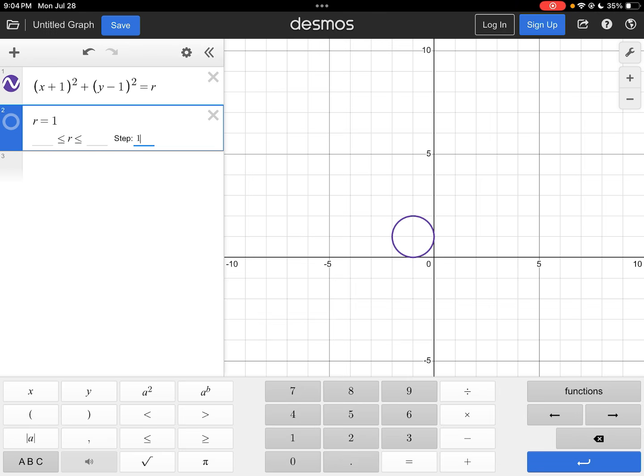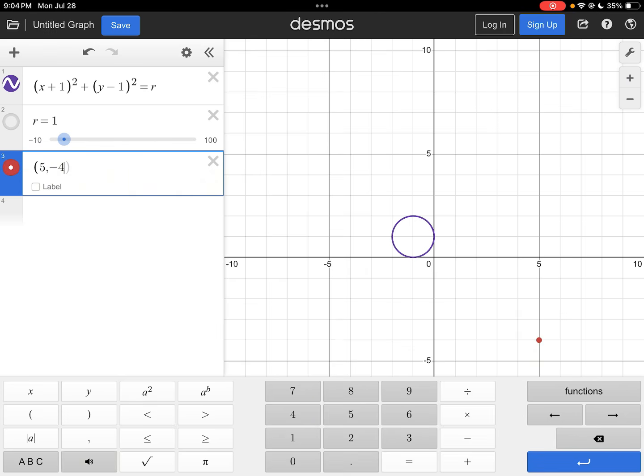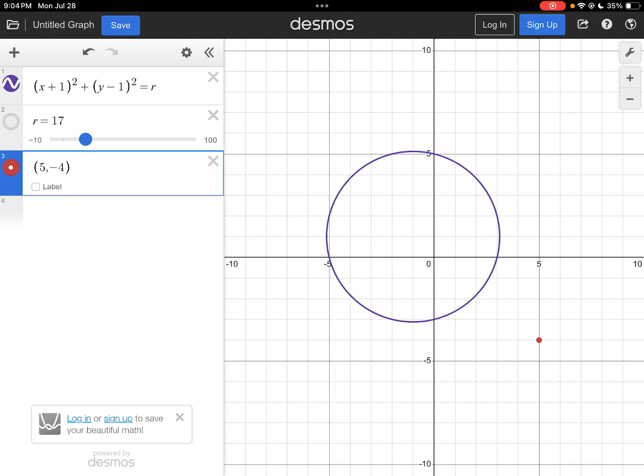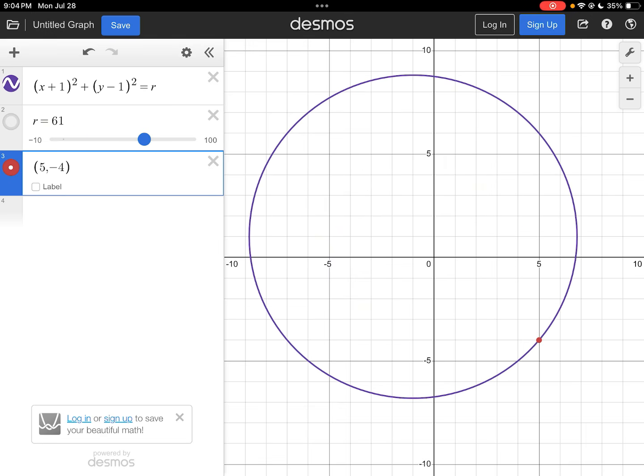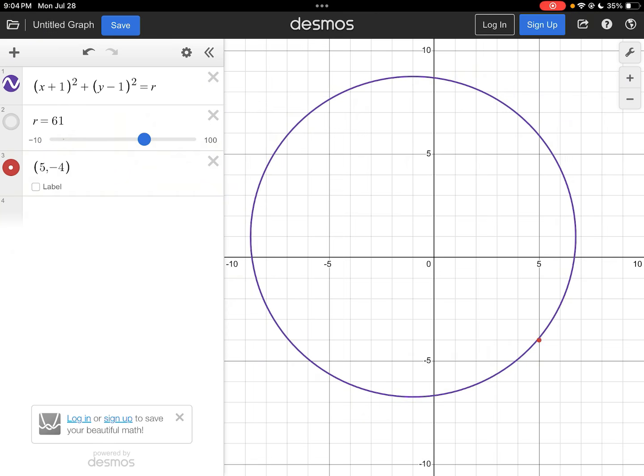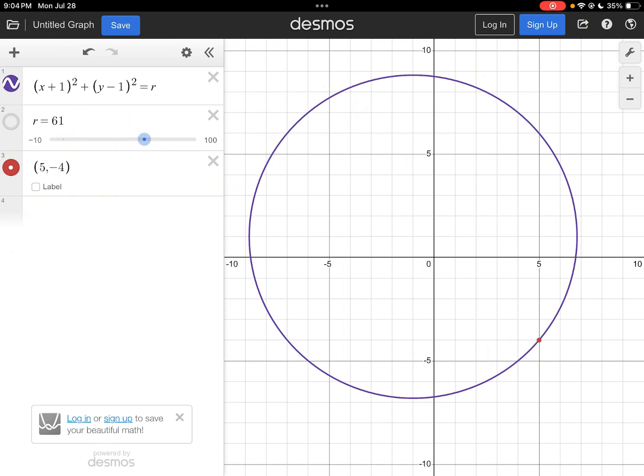So let's make a slider for r, since that is our constant, and we don't know how big it's going to be right now. But we know the point of intersection is given to us as 5 and -4. So if we could adjust our r until we hit that point, right, well now we know the equation of our circle. So this equation should actually be r squared. I'm just putting it here as r to make the slider easier.